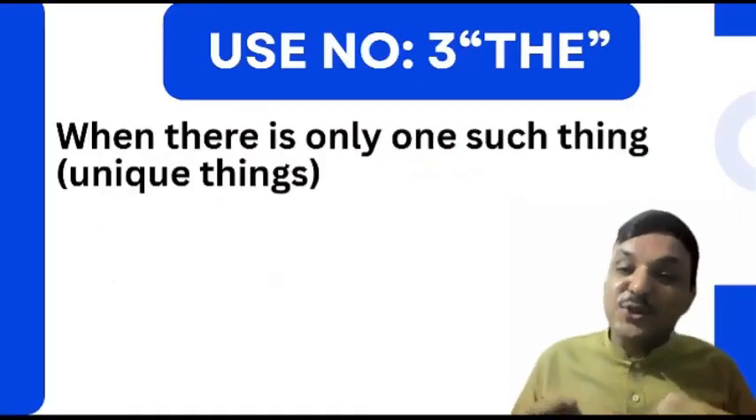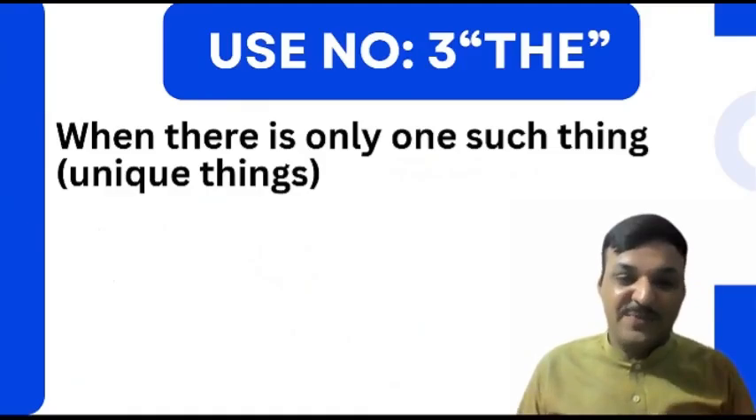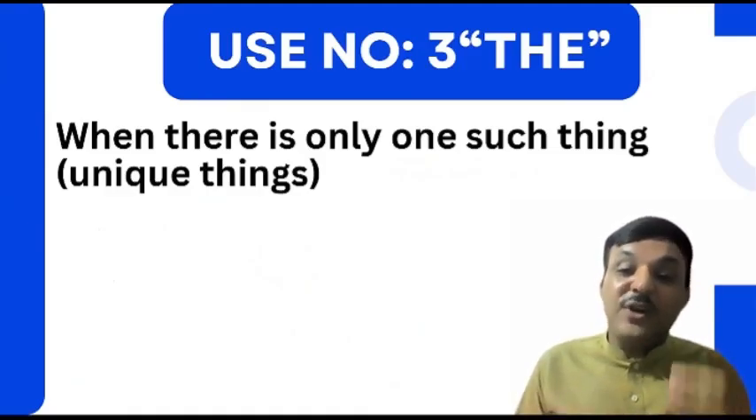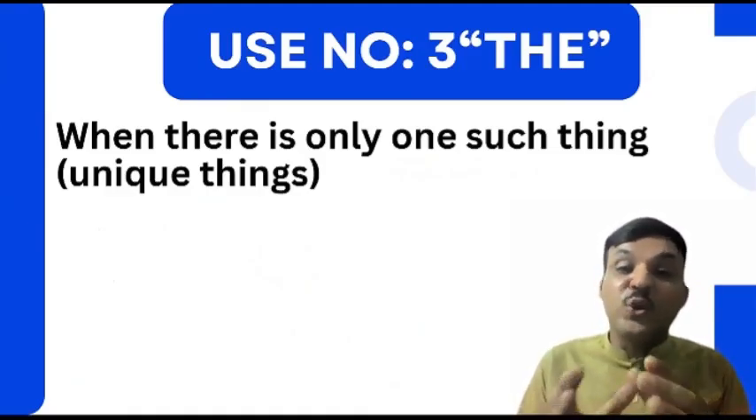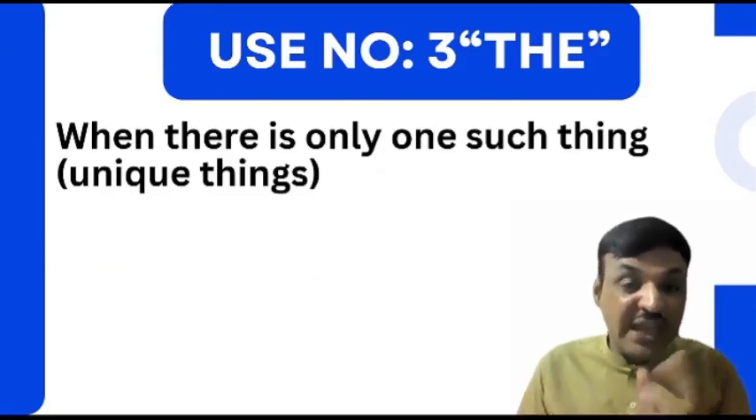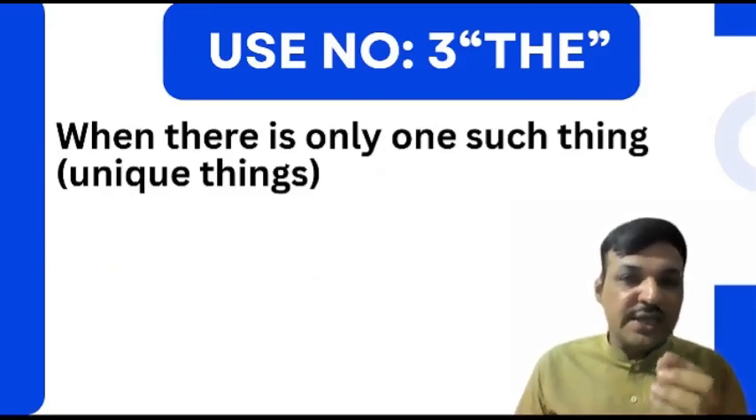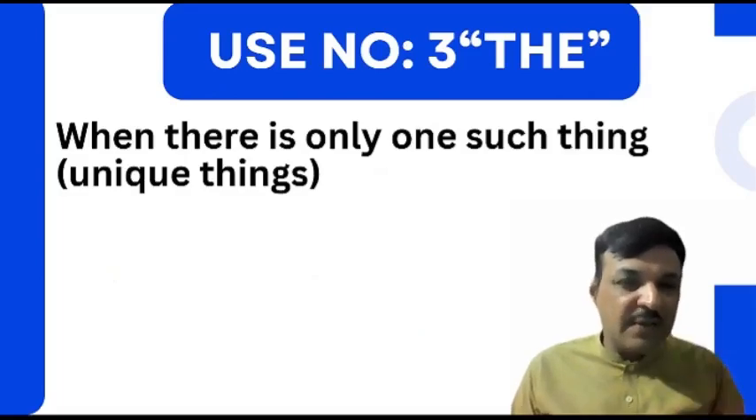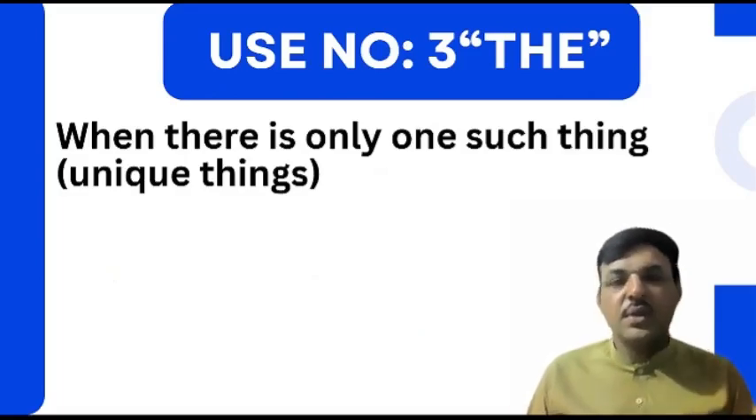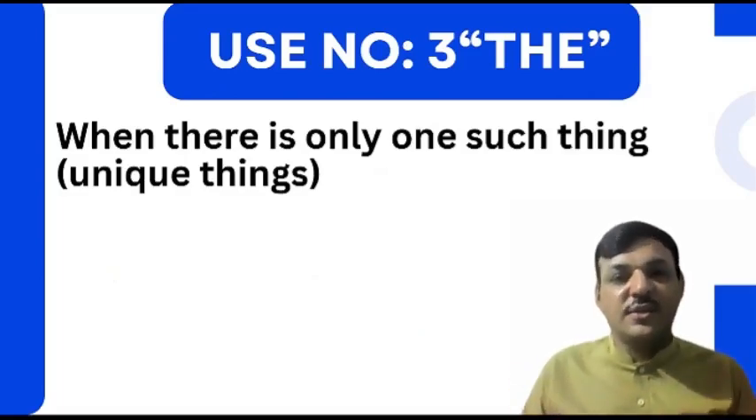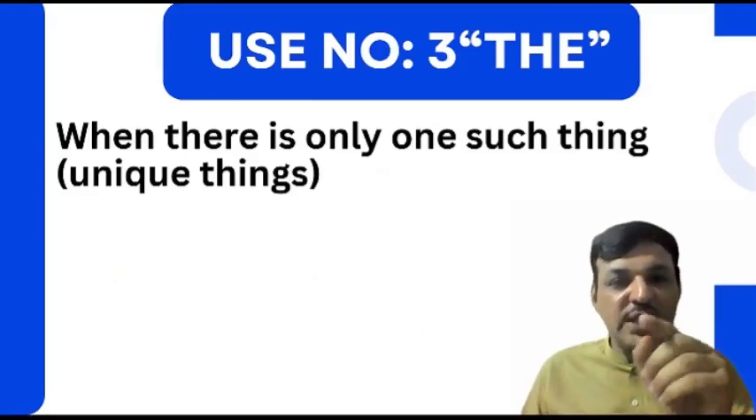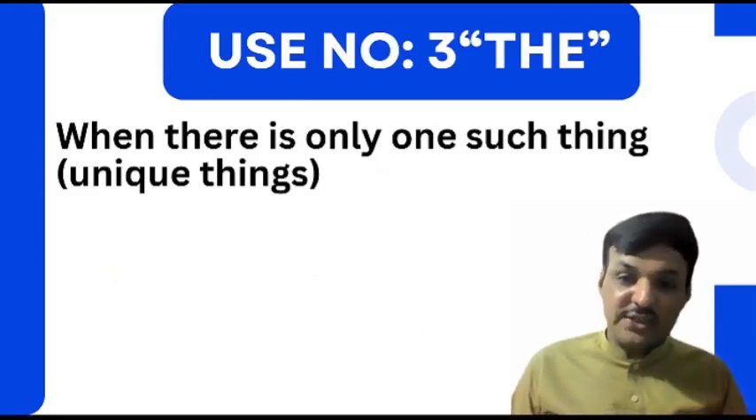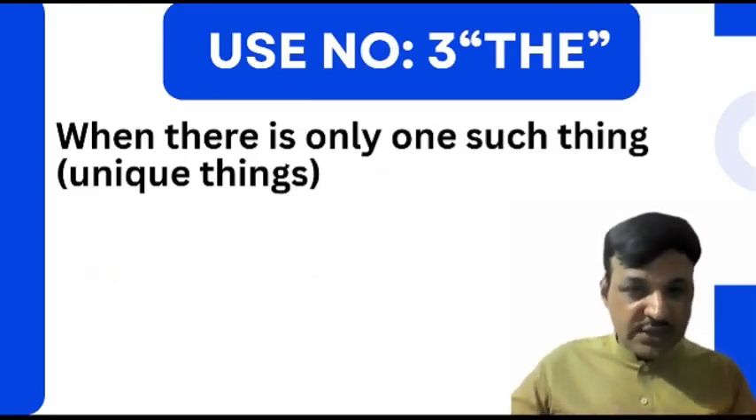Now let's learn use number 3 of "the" in English. When there is only one such thing, like unique things, use "the" in English. Suppose the sun is only one in the world and that is unique. So whenever you mention the sun in a text, use the article with it. I live on the earth. Earth is only one. Use the article with unique things. Let's go to the example to understand better.